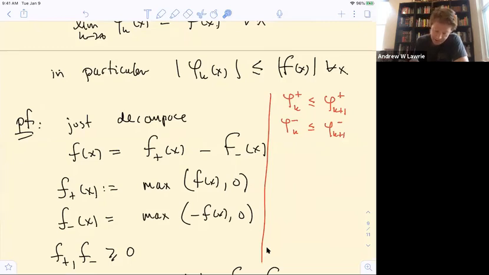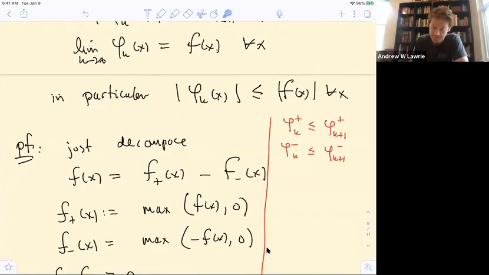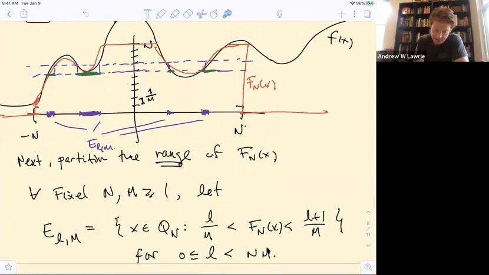Well, remember when I constructed these guys in the previous step, I didn't change the places where there's zero. Where this function was zero, it's equal to the value of the phi k's, right? So the phi k's aren't changed. They're going to be zero wherever f plus is zero.